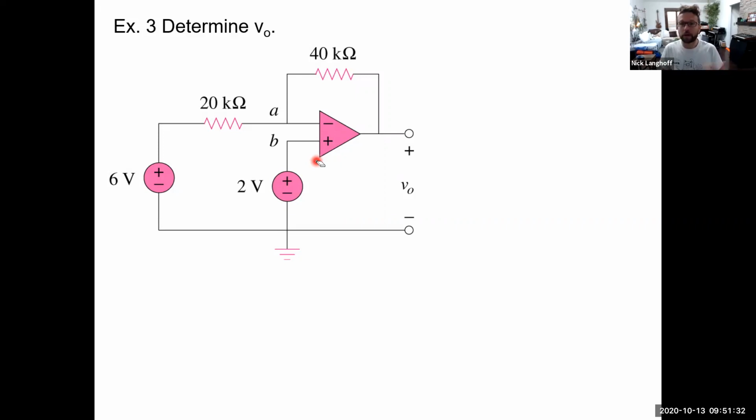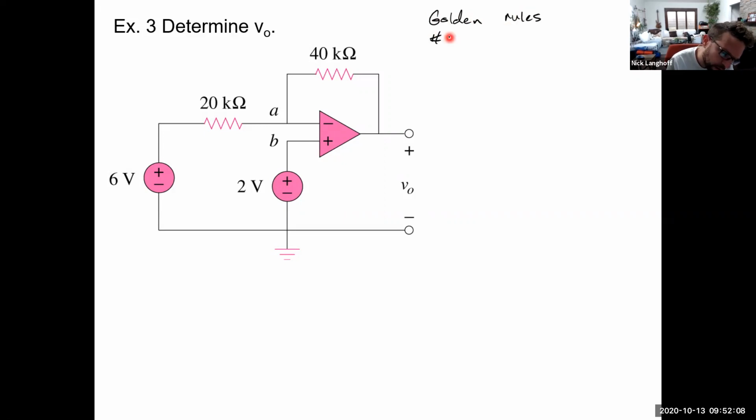But what we'll see is that there are a couple different ways you could solve this. One of them is that you could look at it in terms of superposition of two amplifier blocks, by turning off each of these sources. But we'll look at that shortly. For now, let's pretend we don't know how to apply any of those procedures. And all we're going to do is just apply the golden rules. So keep those in mind.